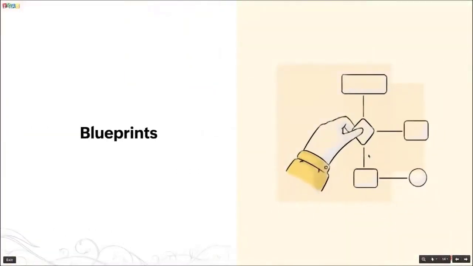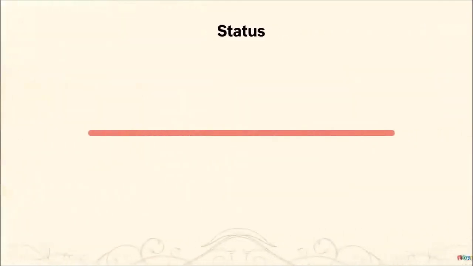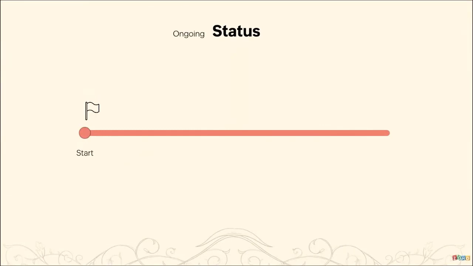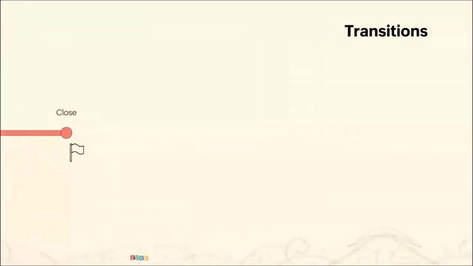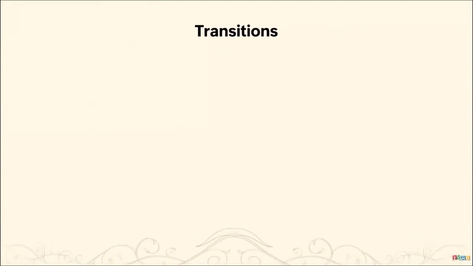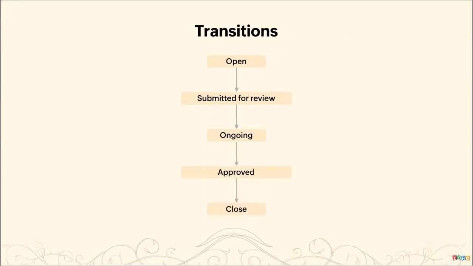Next, we have blueprints. Blueprints let you automate tasks by setting up workflows. It helps you to define and design a workflow to automate your processes in an organized manner. The main components of a blueprint are statuses and transitions. A status indicates which stage a task is in at a particular point in your workflow. And a transition is a link between two statuses and allows a task to move from one status to another.